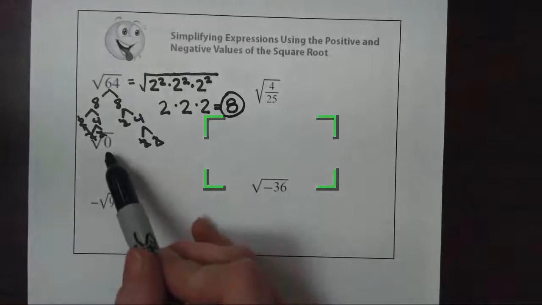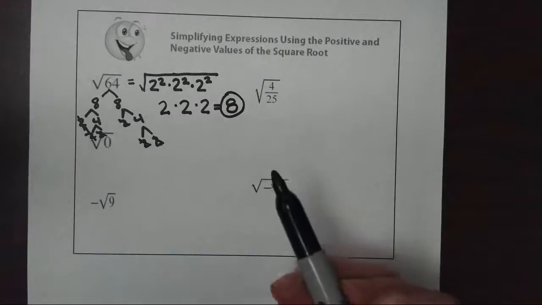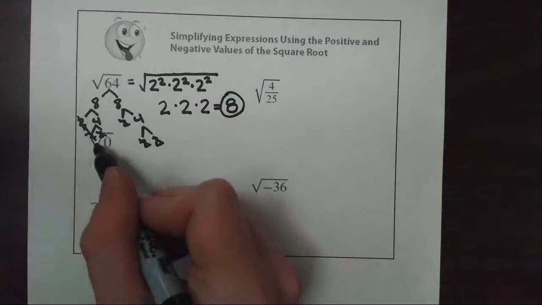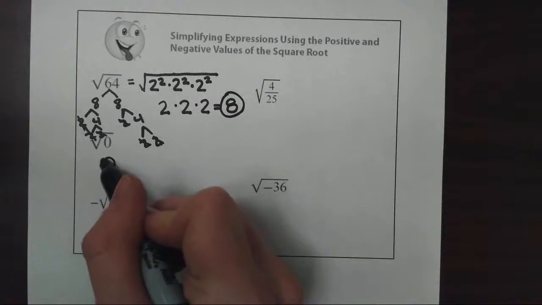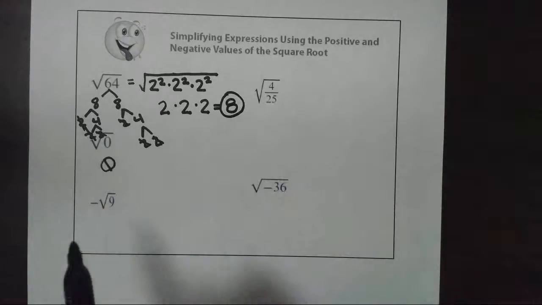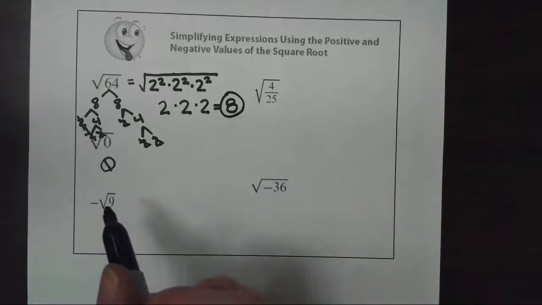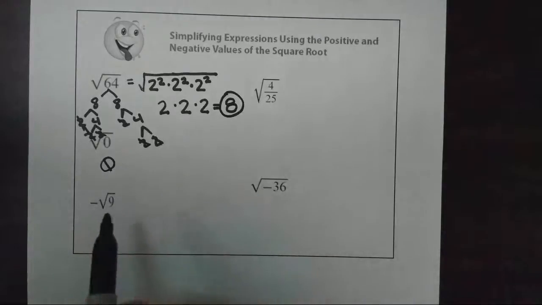Now here I have the square root of 0, so I'm looking for what number I can multiply by itself to get 0. Now the square root of 0, of course, is 0, and since 0 is neither positive nor negative, we don't have to worry about a principal and a non-principal square root.